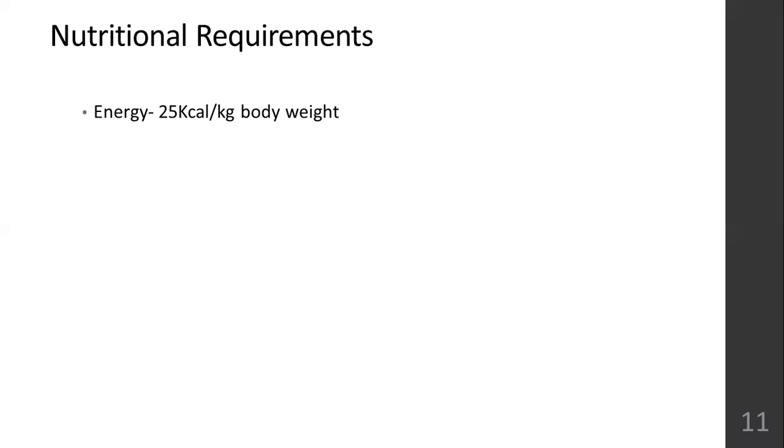If they're obese and overweight, it should be between 20 to 25 kilocalories per kg body weight. And based on the activity level, a small table is given. You can just go through that.